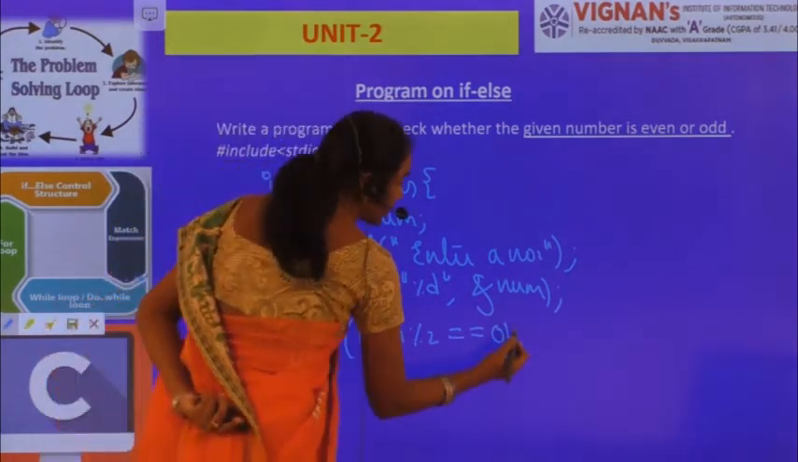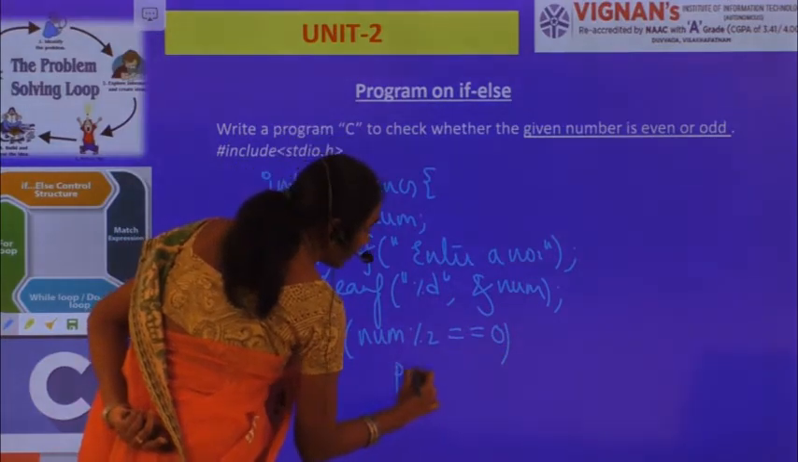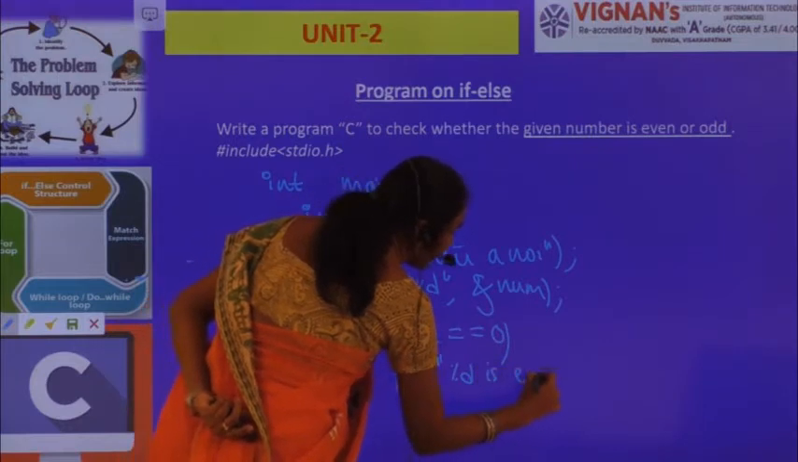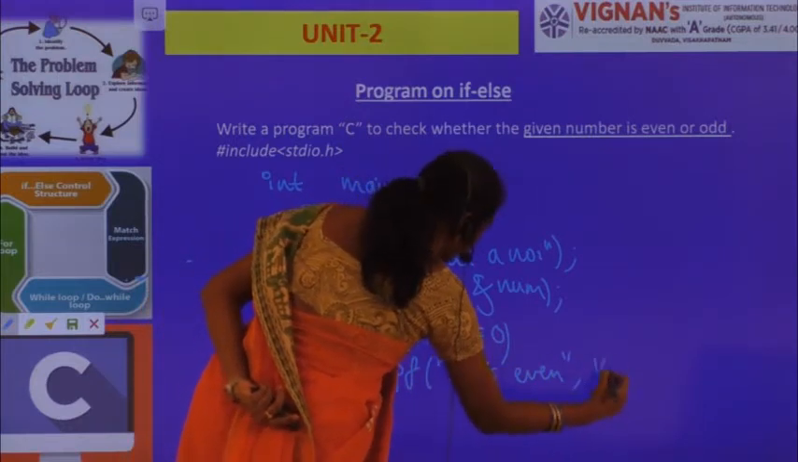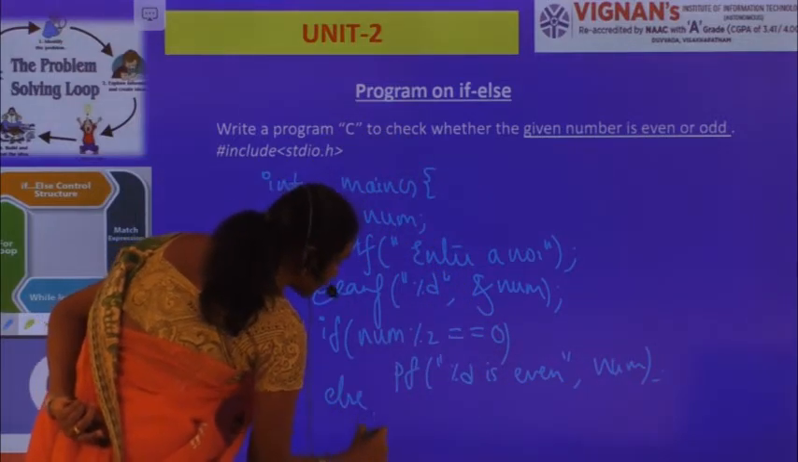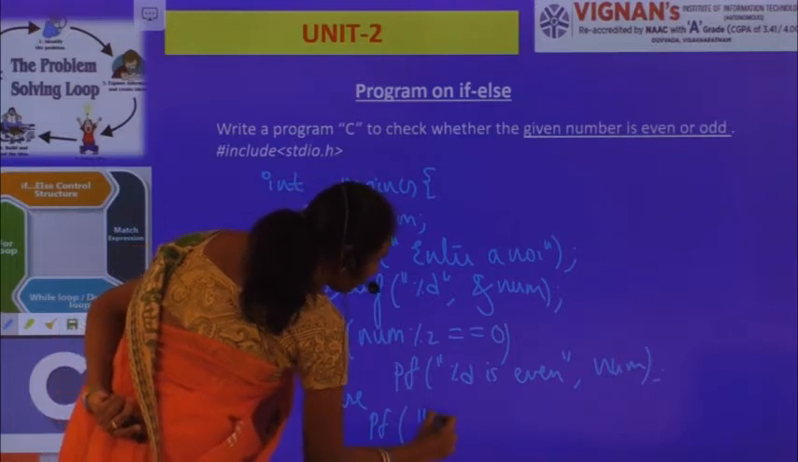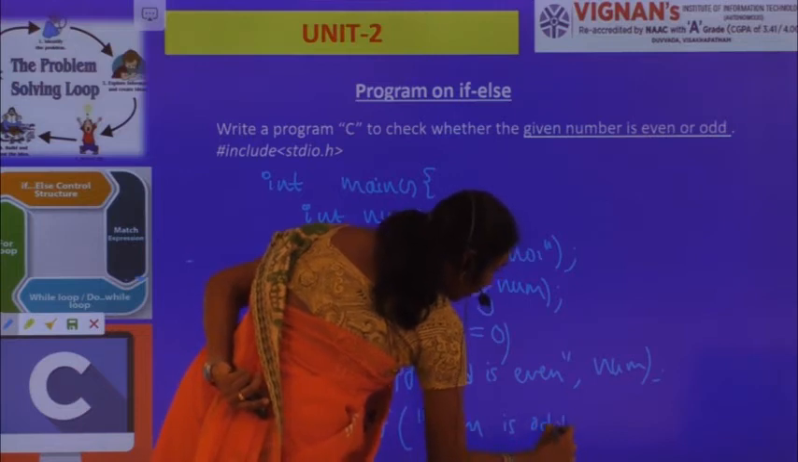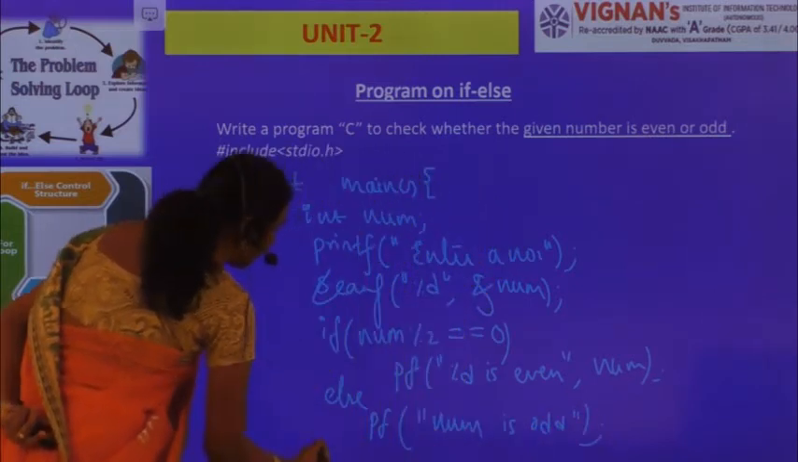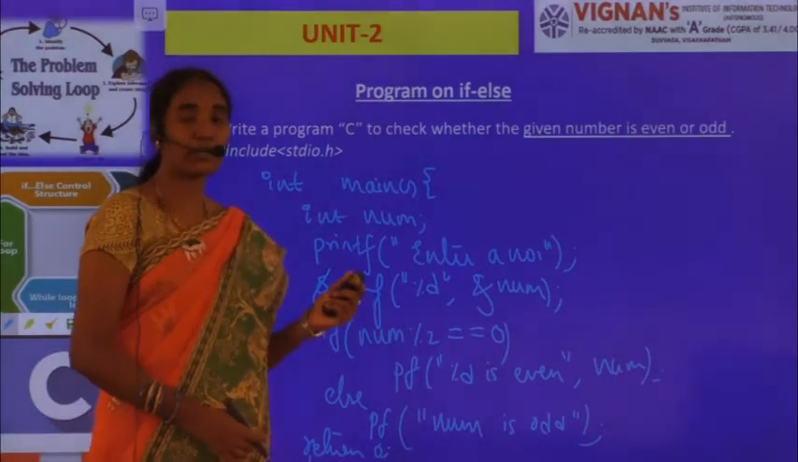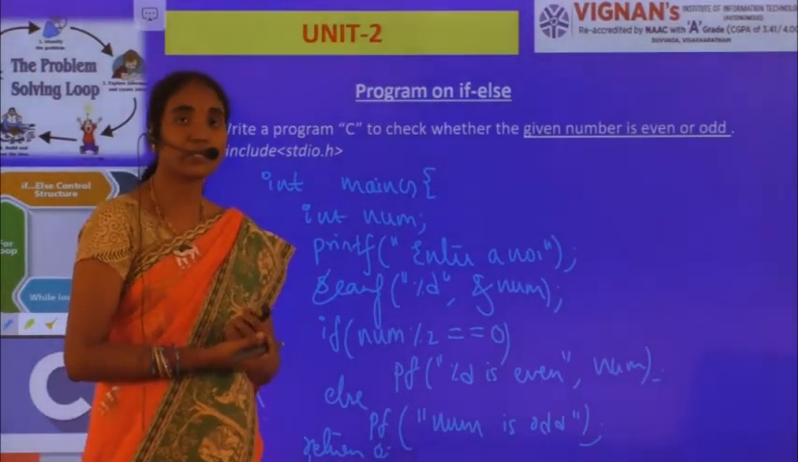If number percentile 2 is equal to 0, what can I write? Printf, the corresponding number is even, nothing but number. If not, else. Else means I have to write a statement, number is odd. Directly I'm writing number is odd. Okay, and then return 0.